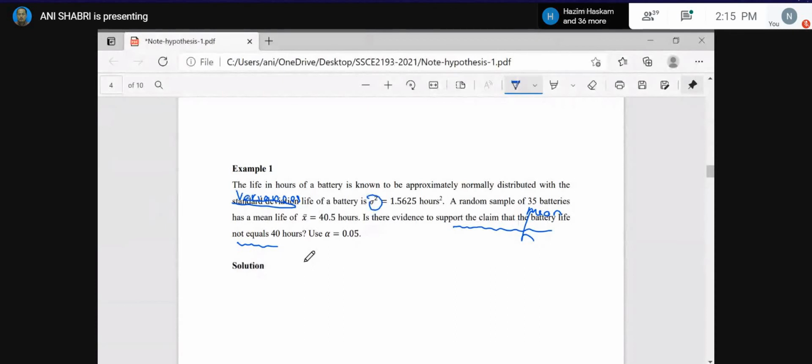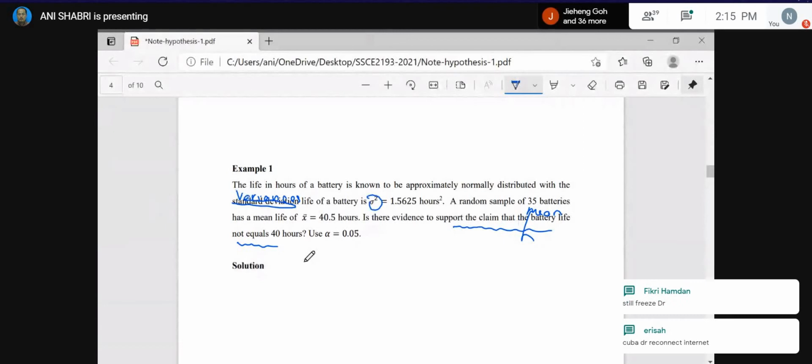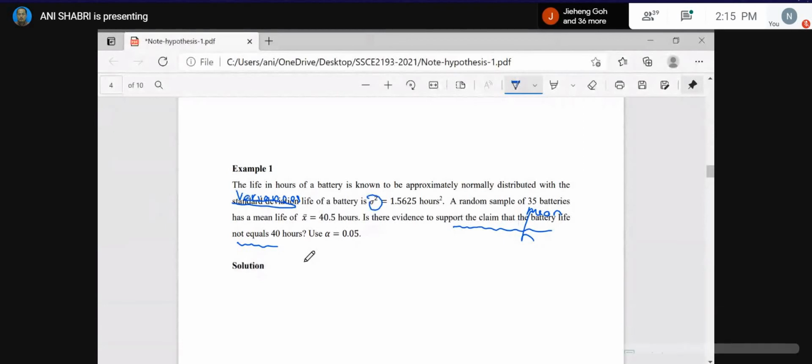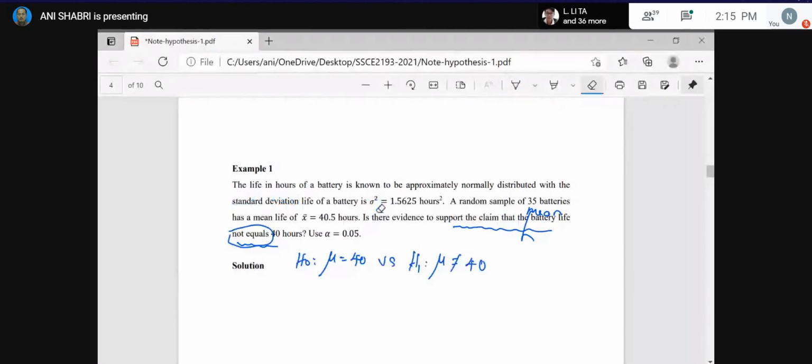Okay, I will repeat again the question. Sekarang okay dengar tak? Dengar okay? Okay, saya padam dulu. Okay, I will repeat again example 1. Okay, look at example 1.